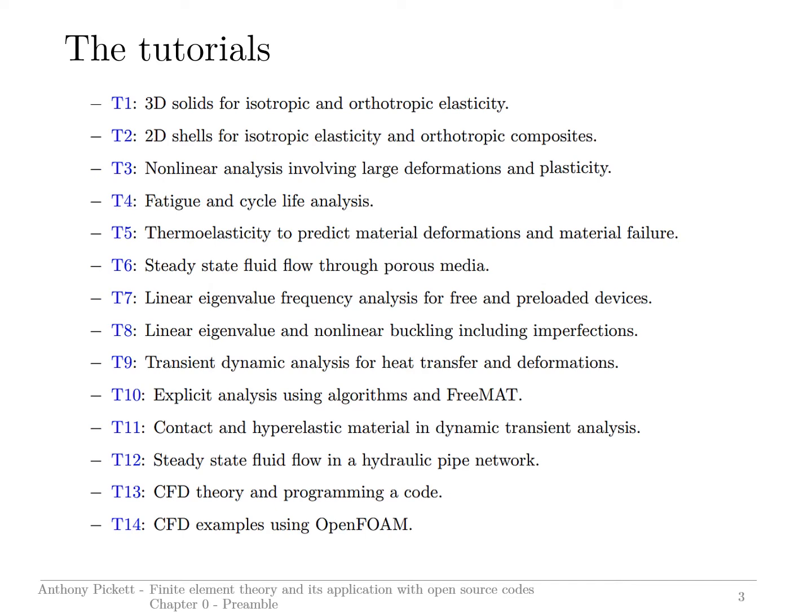These then are the 14 tutorials that I work through in the book. The first is a 3D solid analysis. For this I use a so-called unit cell of a composite and consider both isotropic and orthotropic elasticity. The second is a 2D shell analysis, also of a small component, considering both elasticity and orthotropic, again composites. But it also looks here at the bending behavior of shell elements.